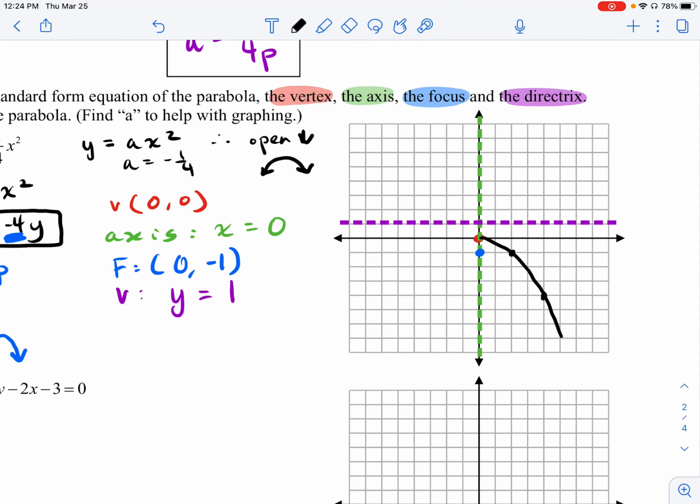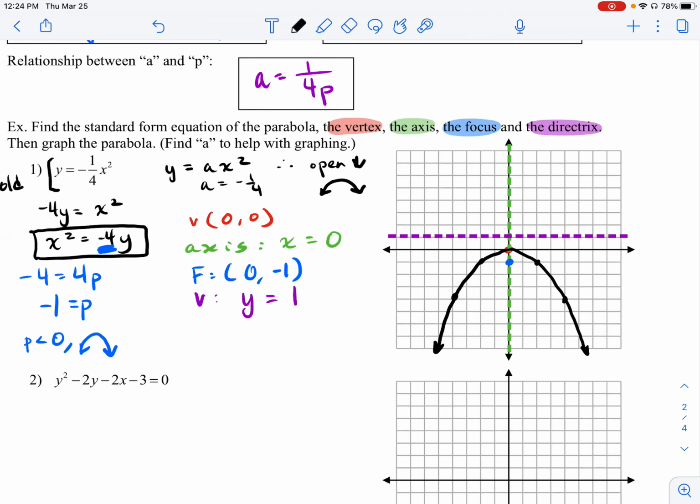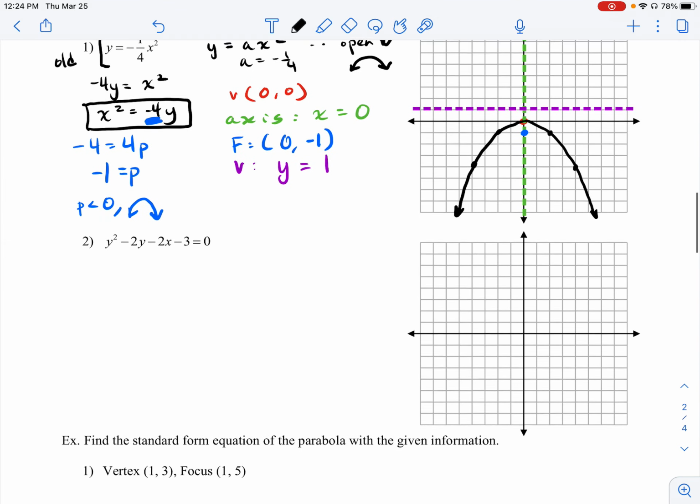But from here, I should be able to graph something that looks like this. And that means I can just reflect those points and write these down here. And that's good enough for a rough sketch of our parabola here. Okay? All right, let me do one more with you here.